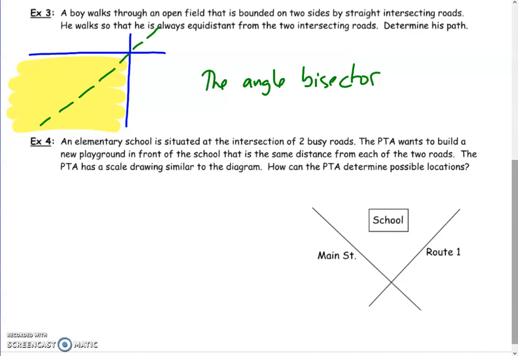So again, what we want to do here is try and envision one of those three scenarios on the first page of the notes. We have intersecting roads, and we want to be equidistant from the intersecting roads, just like the one we did up above. Basically, you want to draw this path here. If you want to get really detailed, you can mark those two angles. You can place the playground anywhere on that path because that path is equidistant from the two roads, which is an angle bisector.